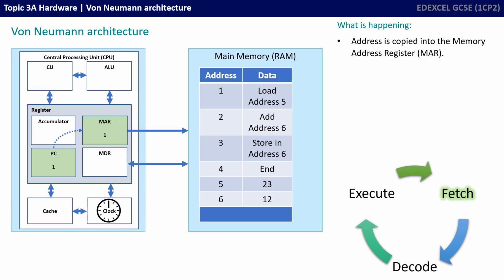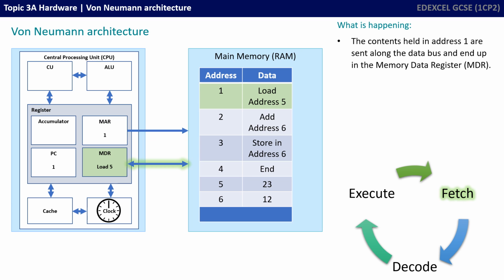The address is copied into the memory address register. The address goes down the address bus, and the contents held in address 1 are sent along the data bus and end up in the memory data register. So that was the contents, load address 5, and you can see that's come back and is now inside the MDR.